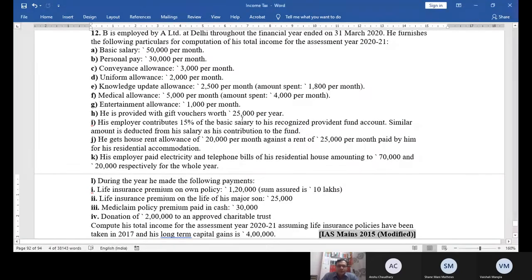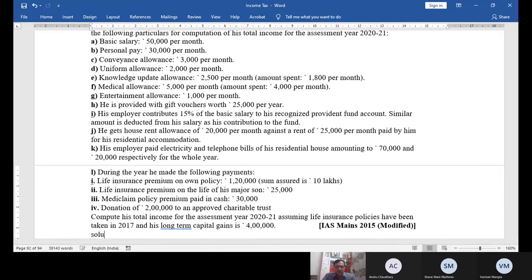It's not a tough question. Now presentation I'm not showing. I will simply start showing the values. B is employed by A Limited at Delhi throughout the financial year ending 31st March 20. He furnishes the following particulars for the computation of his total income for the assessment year 2021. Basic salary. So let us compute total income. So how do you solve it? Solution.